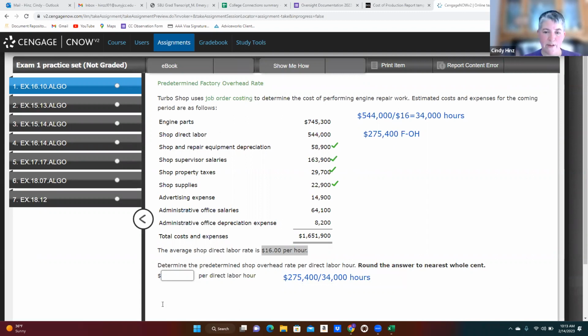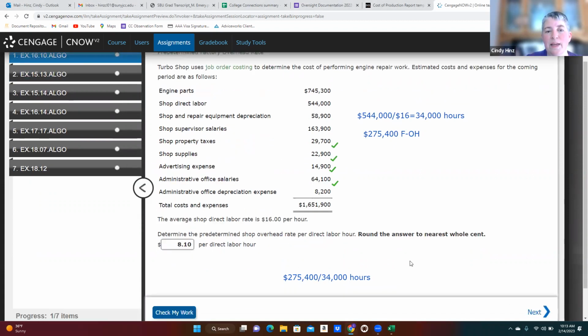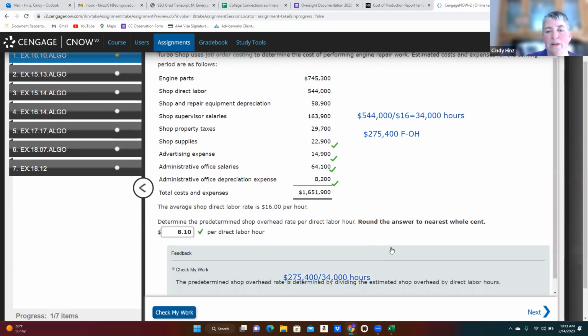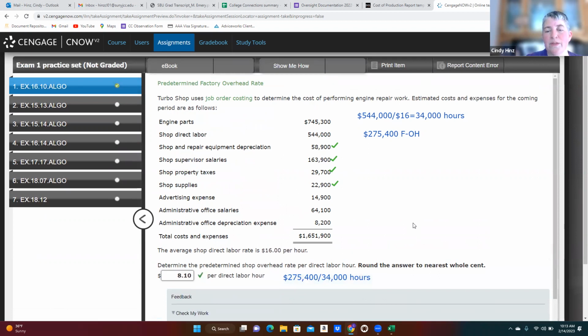So 275,400 divided by 34,000. With my numbers, I get $8.10 per direct labor hour. But again, you're going to want to put in the same process, but the numbers that are in your specific exercise.